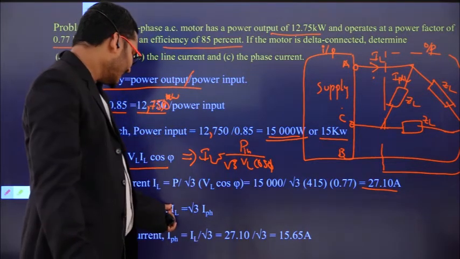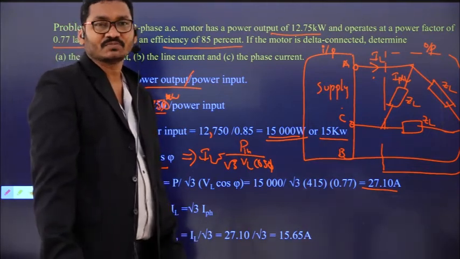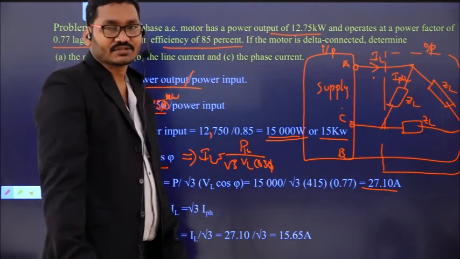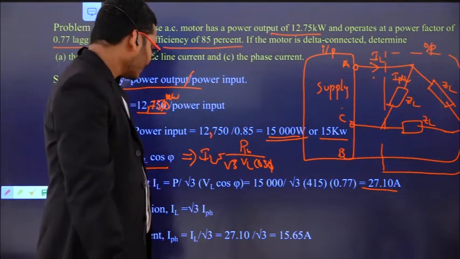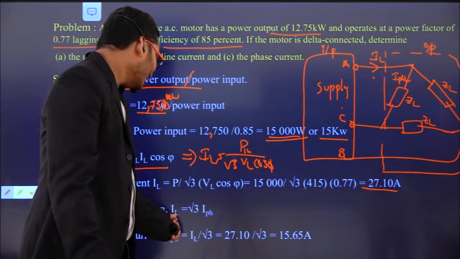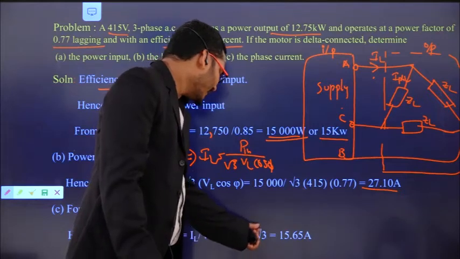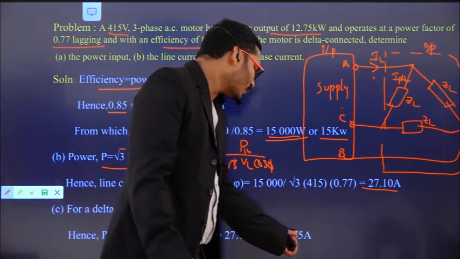This is IL for a delta connected system. The current IL equals √3 into I phase. So you can get I phase as IL by √3. Just substitute the IL value, 27.10 by √3, and you will get 15.65.